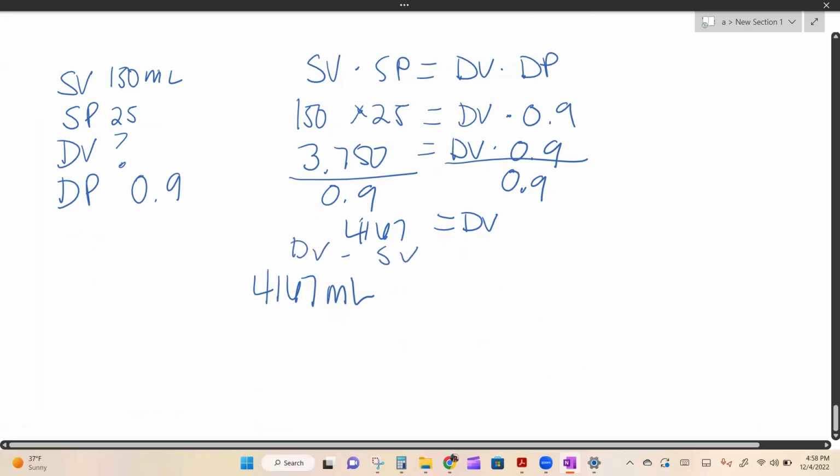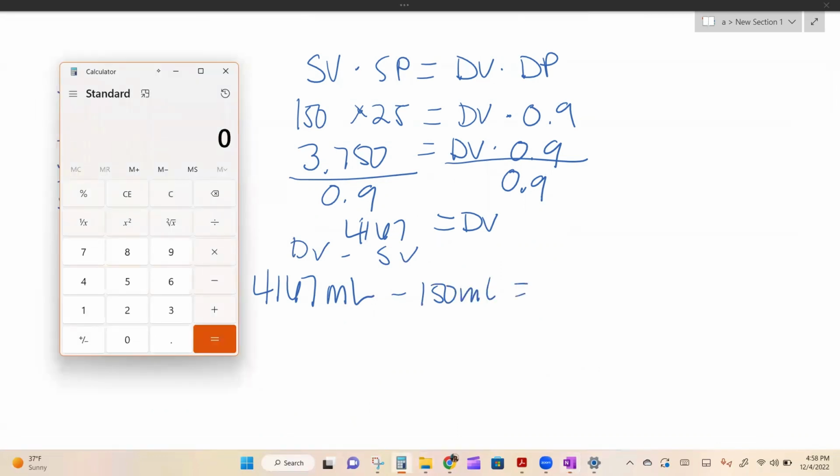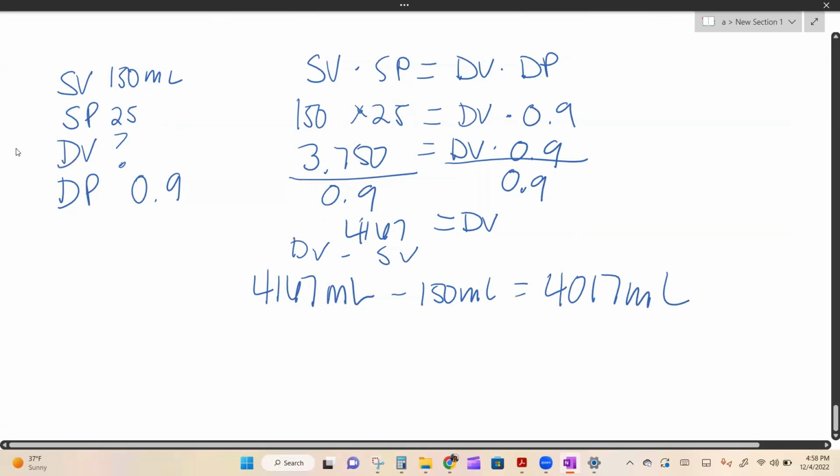So dV minus SV, and our SV is 150 ml. And that will tell us how much water we need. So 4,167 minus 150 gives us 4,017 ml.